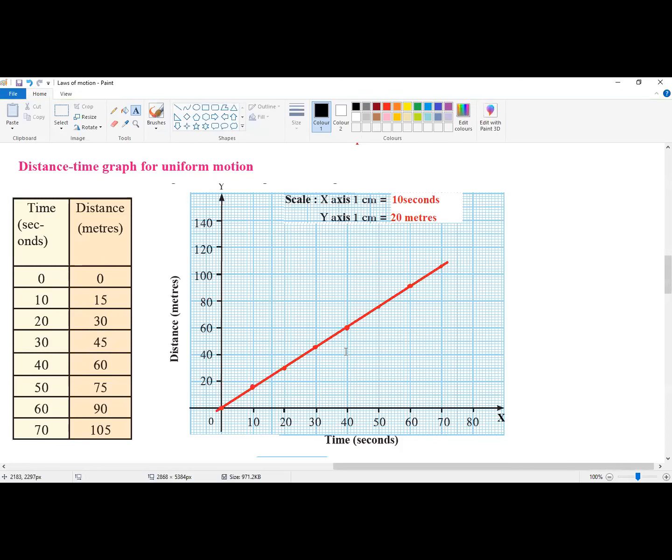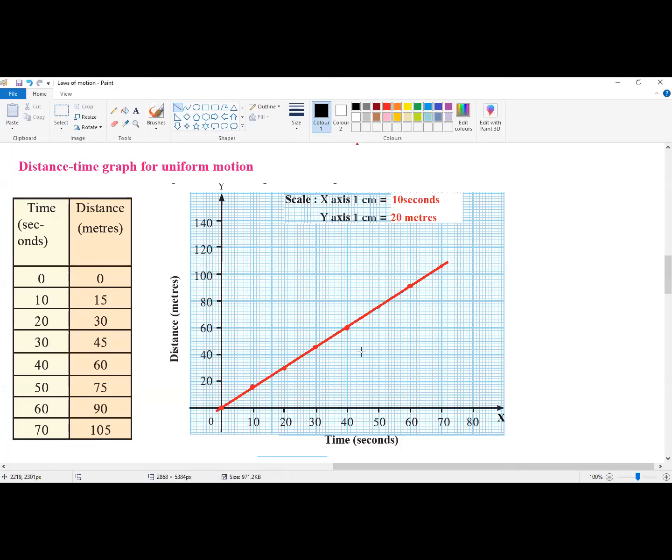All right. Now see the very interesting part of this graph. How do we get to know whether the object is performing uniform motion or not? You will be asked to draw some conclusions from this graph. Show whether the object is performing uniform linear motion or not. So how do we get to know? First thing, if you find a linear or straight line, then you can conclude that the object is performing uniform linear motion.